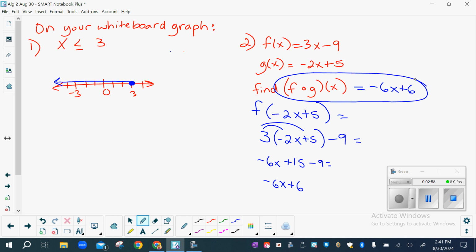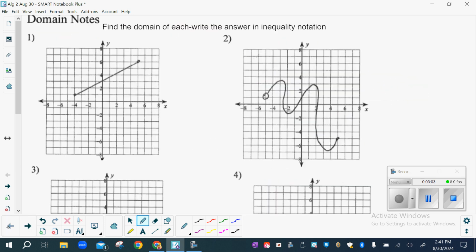Okay, so today we're going to be doing domain. So onto your notes. So we are going to find the domain in inequality notation. So that's why we talked about that inequality, the difference between less than or equal to and greater than or equal to.